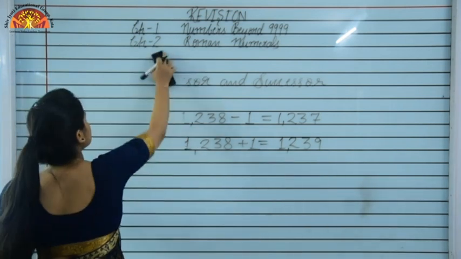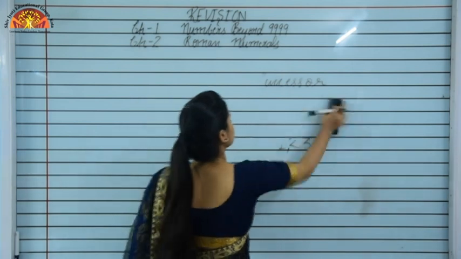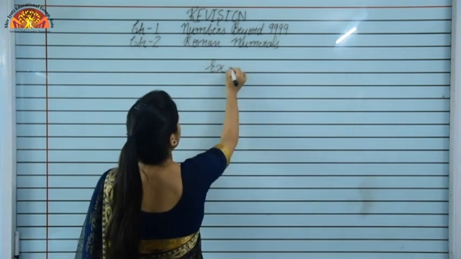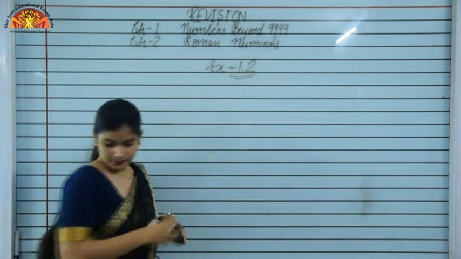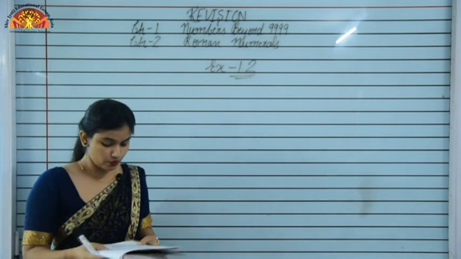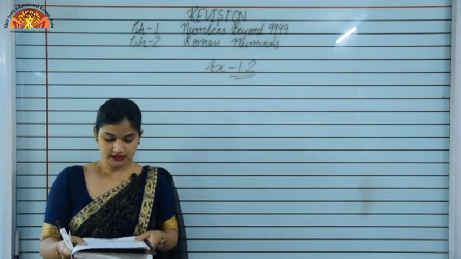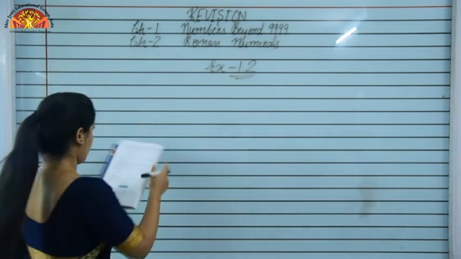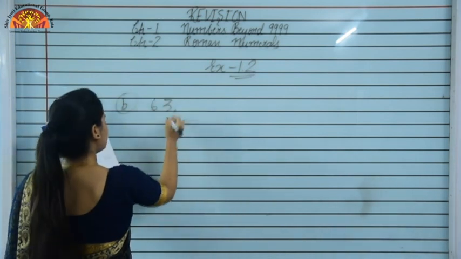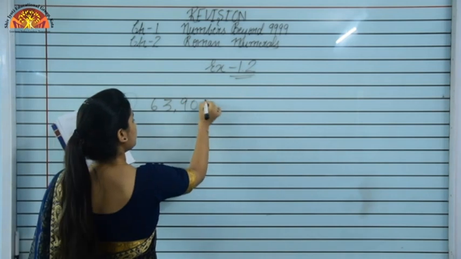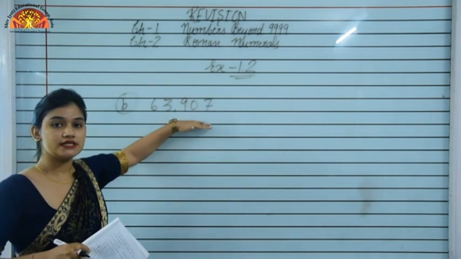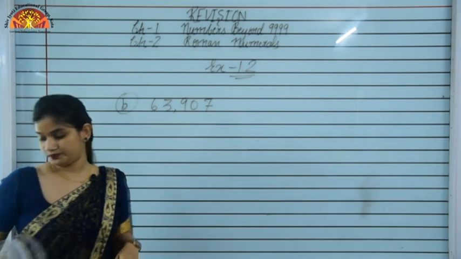So now we'll start exercise 1.2. Look at the first question students. Question number 1 is write in the expanded form. Look at the B part. 63,907. This is the standard form and we are converting this standard form to expanded form.